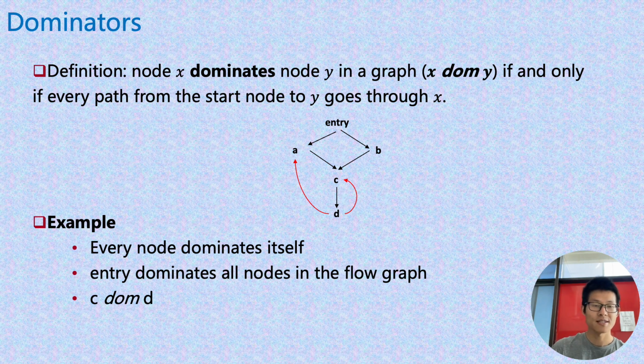Let's take a look at the flow graph here. According to the definition, we have the following facts. First, every node in the graph dominates itself. That is because every path from the entry to the node must go through the node itself. And second, the entry node dominates all nodes in the flow graph. This is determined by the definition of the flow graph. And last, we have node C dominates node D. As you can see from the flow graph, every path from the entry node to node D must first go through node C.